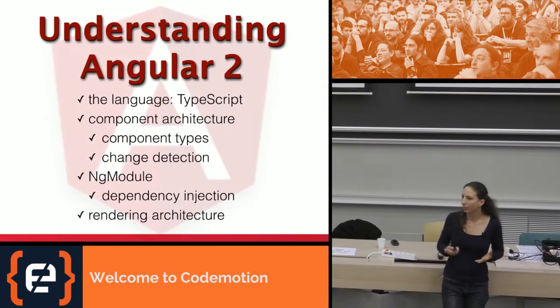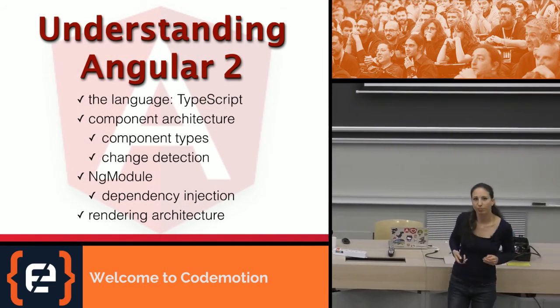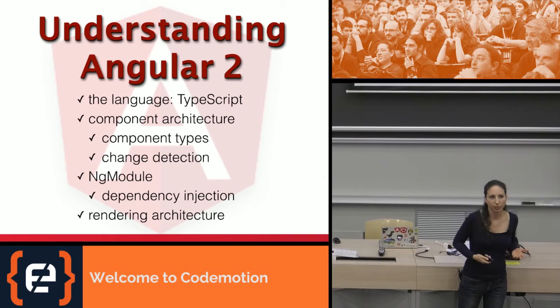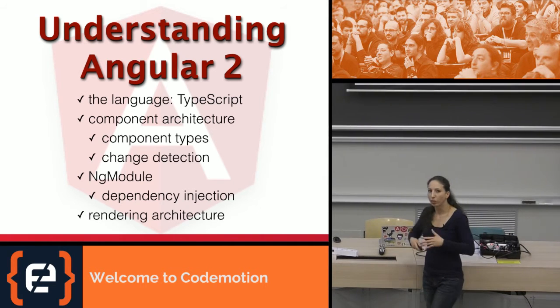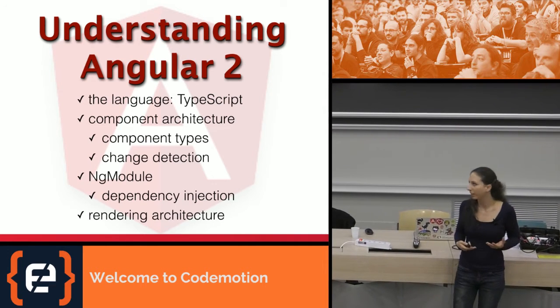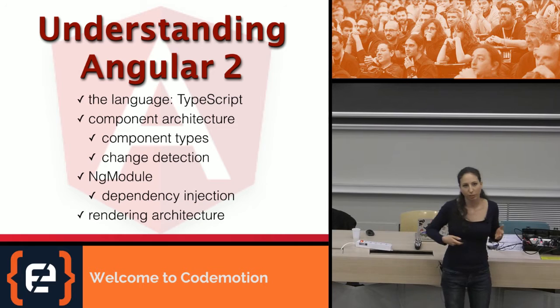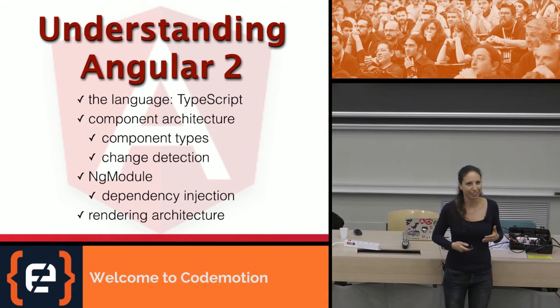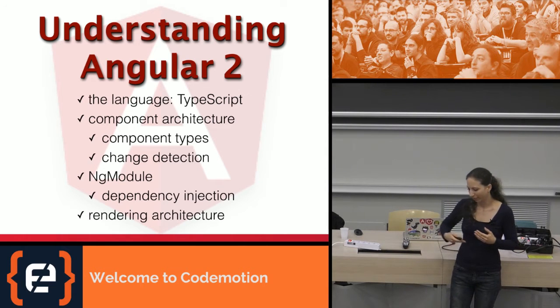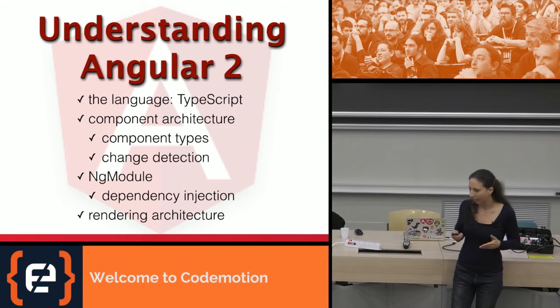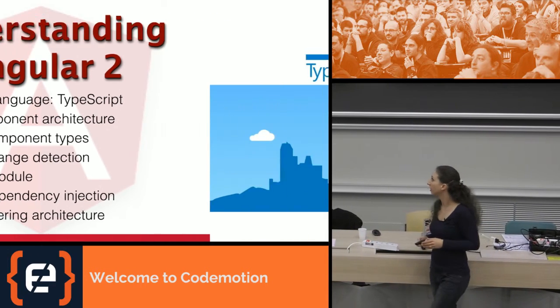Okay, so we'll talk about the main things that we have in Angular 2. The language, first of all, that we're using, TypeScript, the component architecture, component types, and the change detection that happens there. The ng module that was introduced right before the final version of Angular 2 was ready, and the dependency injection and rendering architecture. So let's start with the language, TypeScript.